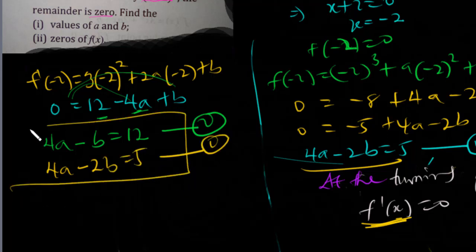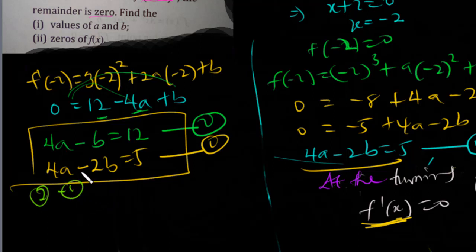So we can solve this simultaneously. That is pretty simple. What we can do is subtract equation 2 from 1, or 1 from 2. So I'm going to say equation 2 minus equation 1.